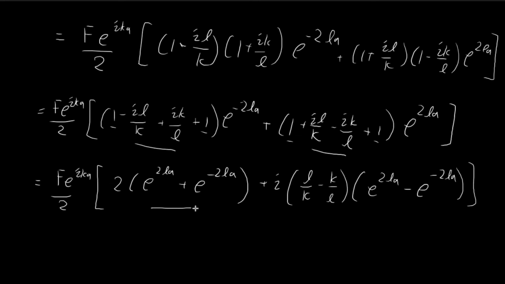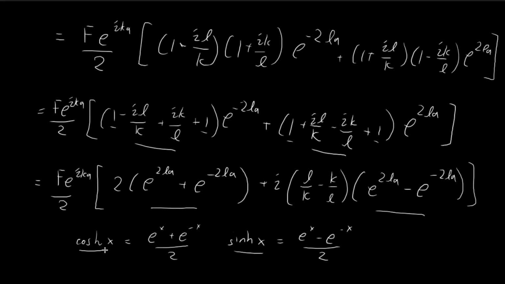And to simplify these two expressions, we can now introduce the hyperbolic sine and cosine terms. So recall that the hyperbolic cosine is defined as e to the power of x plus e to the power of negative x divided by 2, and the hyperbolic sine is defined as e to the power of x minus e to the power of negative x divided by 2. So using these hyperbolic sine and cosine functions, we can now simplify these two expressions.